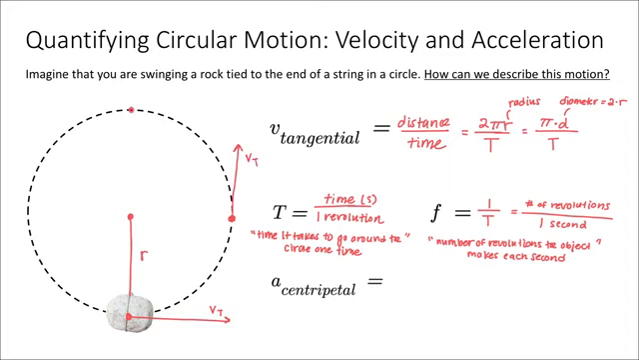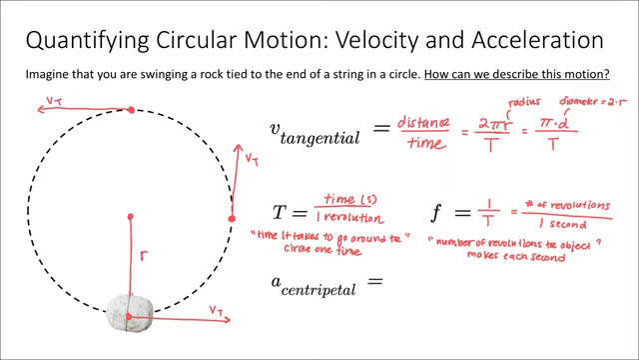It could also look like this. If it were at the top of the circle and I let go, the rock would just keep moving in a straight line in the direction that it was traveling in at that point. And so the tangential velocity of the object, the one we defined previously, always points tangent to the circle.